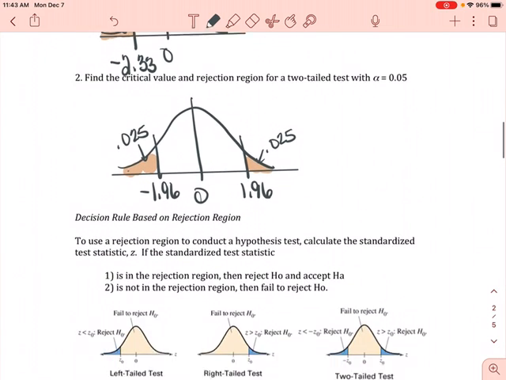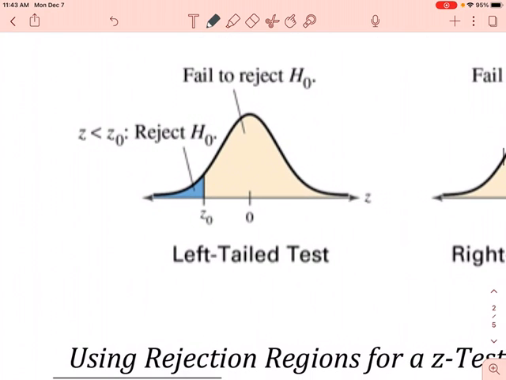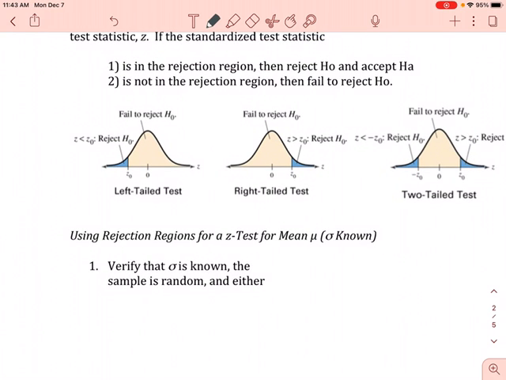Okay. Now, how do we decide? So we're going to use the rejection region to conduct our hypothesis test. You're going to calculate your standardized test statistic. If it is in the rejection region, you're going to reject H sub O and accept H sub A. If it's not in your rejection region, we're going to fail to reject. So in other words, you're going to draw your picture and you're going to say, if it's in the shaded region, you're going to reject. If it's not, you're going to fail to reject in all three different pictures. So that's why it's really important to draw the picture and shade so that you can see the rejection region and see if you're going to reject or fail to reject.